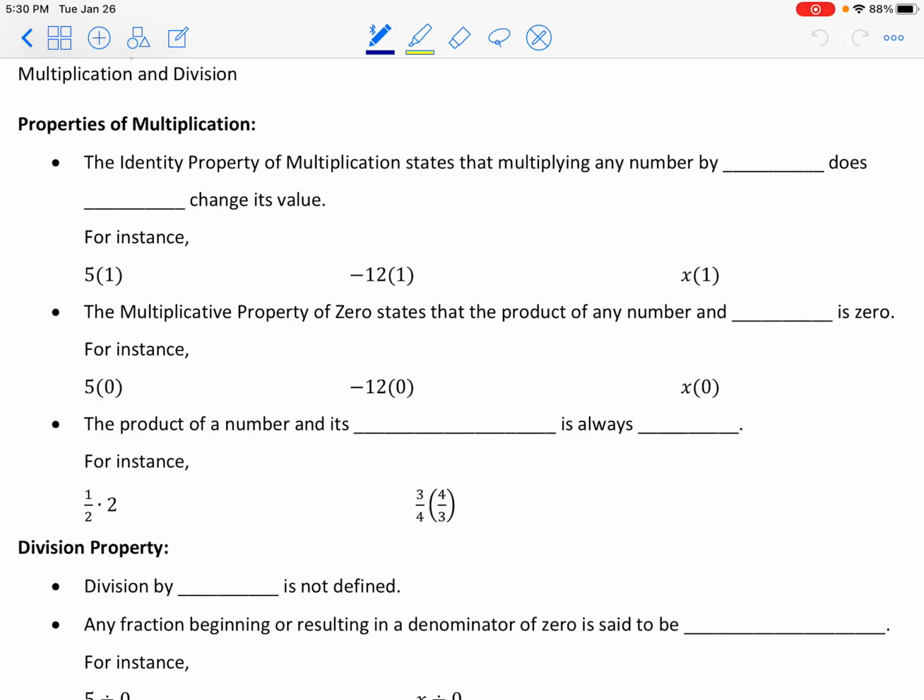Hello and welcome to our lesson on multiplication and division. So we're going to talk about some properties of multiplication that we're going to see come up, and then one property of division that's important to know, and then we'll jump right into the multiplication and division itself.